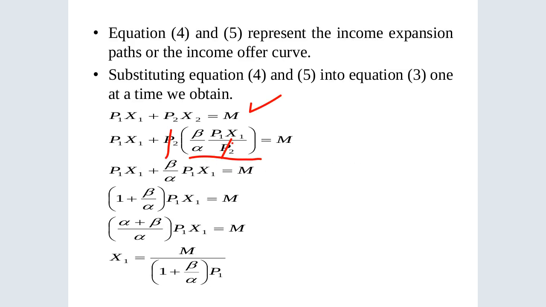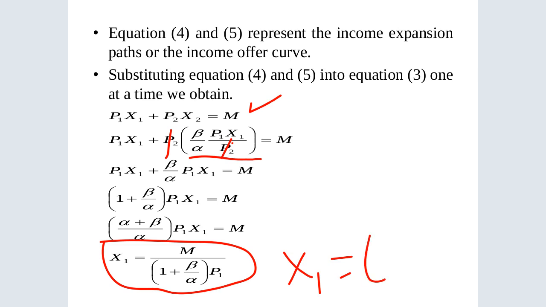Now that means from this point you have your x1. You need to take a look at that. X1 is made up of M divided by what? P1, which is multiplied by 1. X1 is a function of what? P1 and income, which is M.